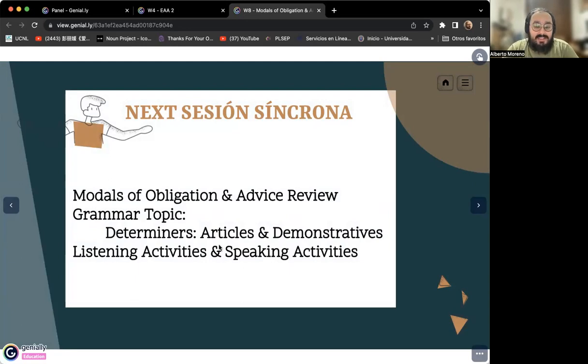Chicos, chicas, es todo por la sesión del día de hoy. La siguiente semana estaremos viendo un repaso de los verbos modales de obligación, que es lo que vimos hoy. Y también vamos a ver el tema de los artículos demostrativos y actividades de práctica. No sé si tengan alguna duda o pregunta, es momento de hacerla.